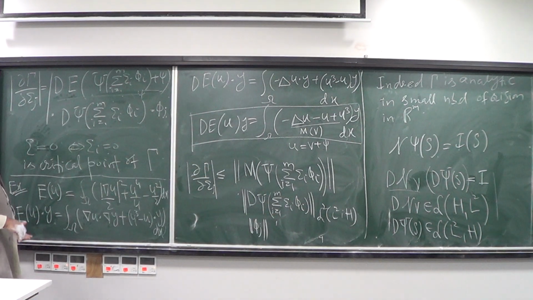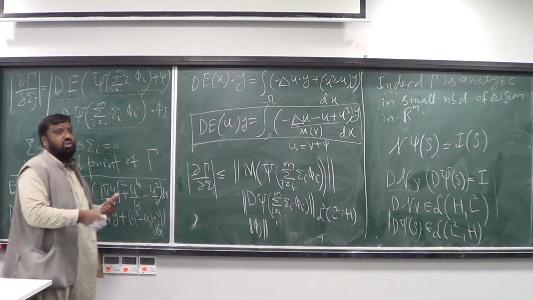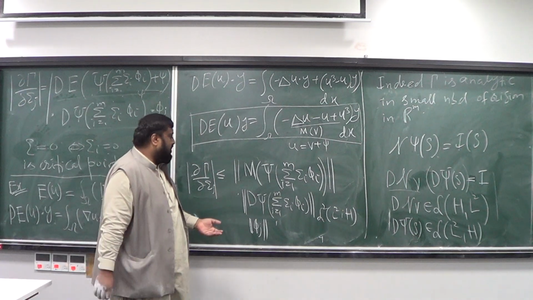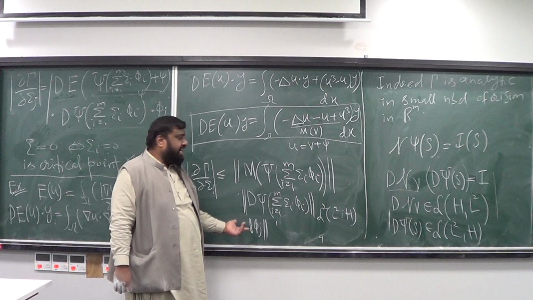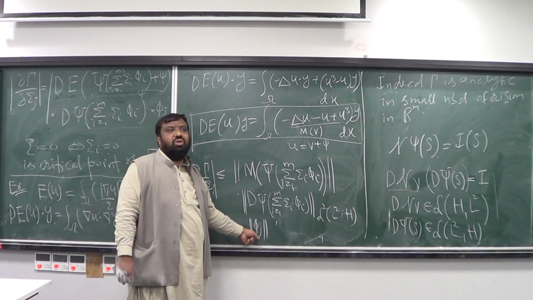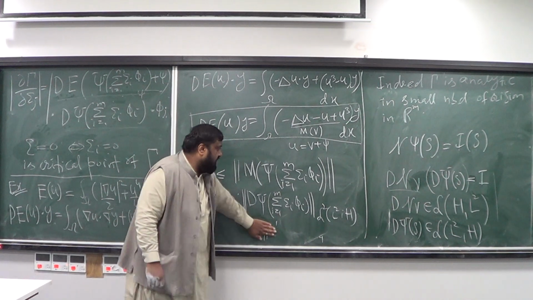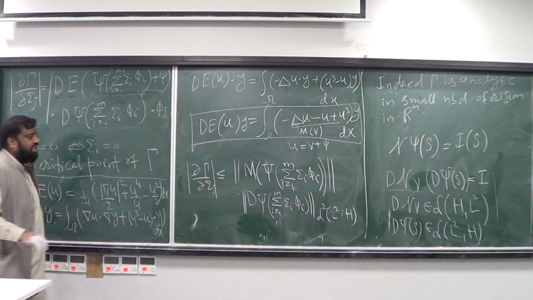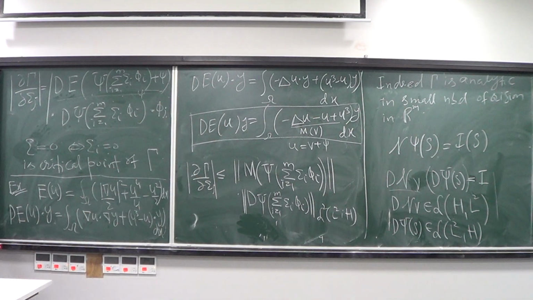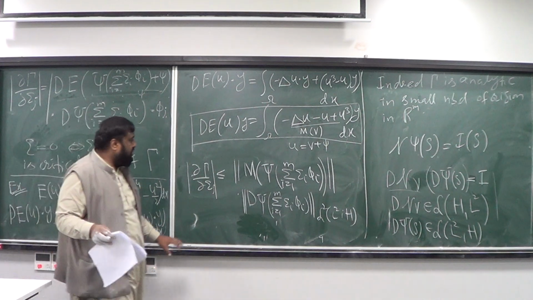But I know that phi 1, phi 2, and so on are orthonormal bases of the kernel of L. So they are orthonormal vectors, and their norm is going to be 1. So if you wish, you can get rid of this. What does this show? This shows that you have this.